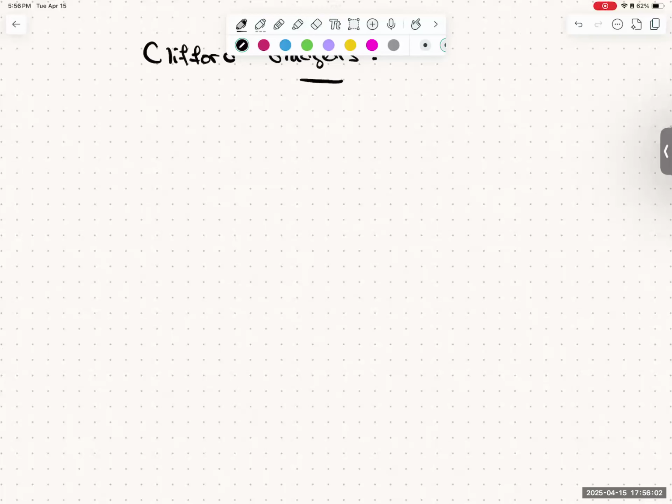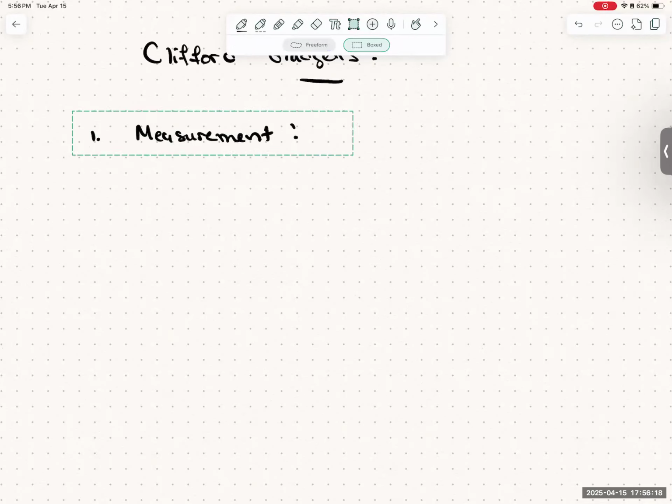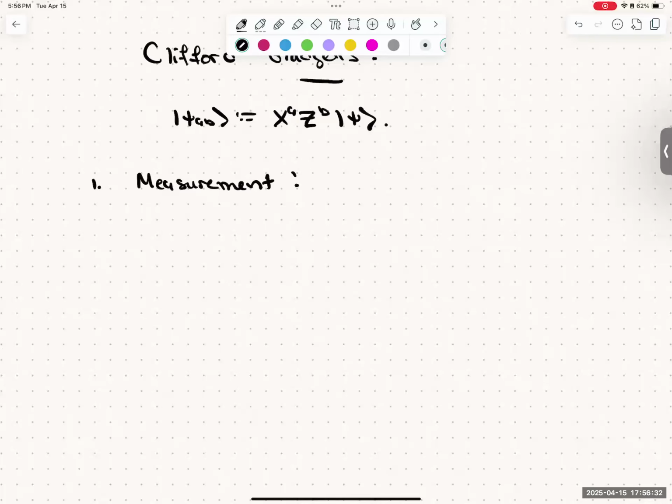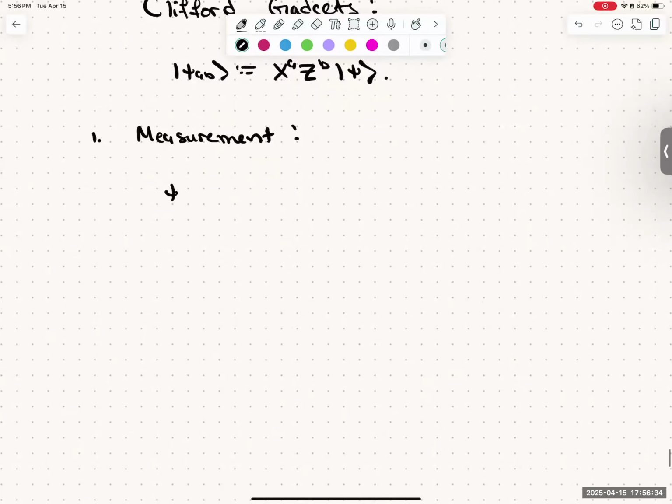Okay, so there's a couple of things. Honestly, these are more like identities than gadgets. I will sometimes use the following notation just to make my life easier: psi, X_A Z_B psi.